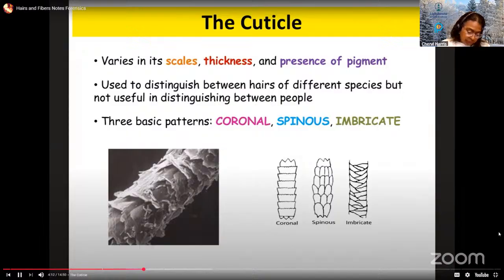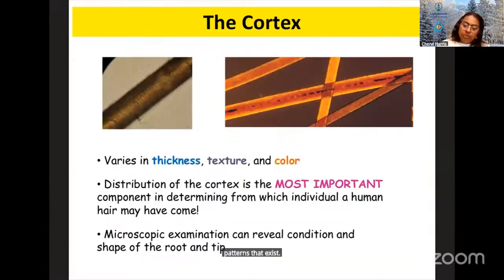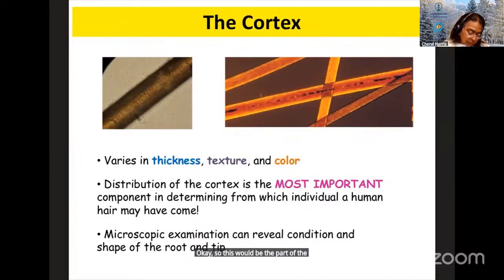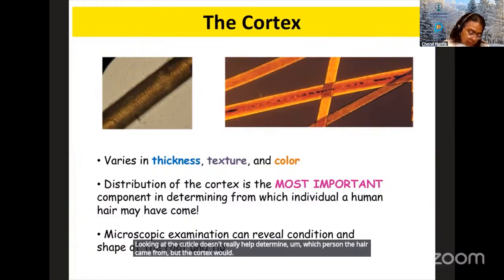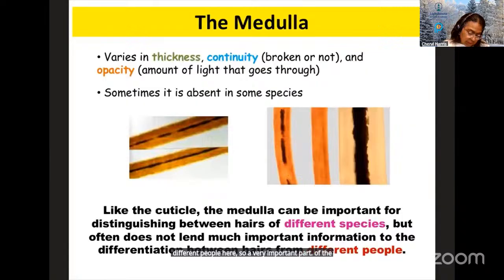the cuticle patterns, but you should be aware that there are different patterns that exist. The cortex, which is just outside the medulla, is the part of the hair that is the most important in determining if a hair belongs to a specific person or not. Okay, so this would be the part of the hair that's very useful for that. Looking at the cuticle doesn't really help determine which person the hair came from, but the cortex would. And the cortex can be different colors, thickness, texture when you're comparing different people here. So a very important part of the hair itself.